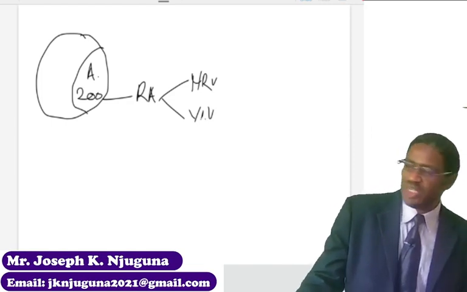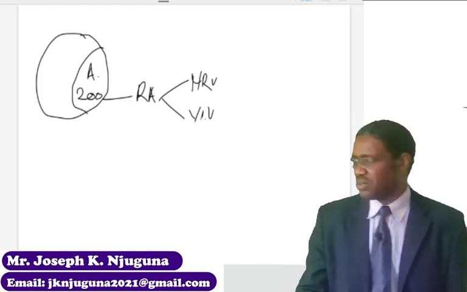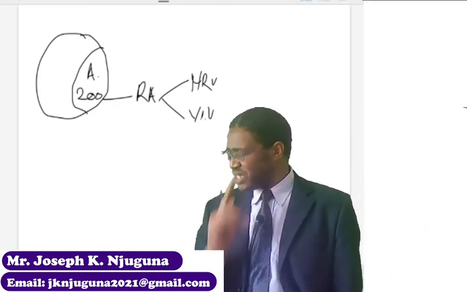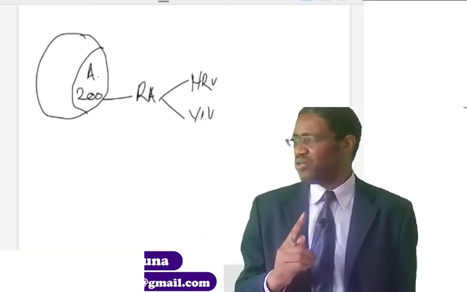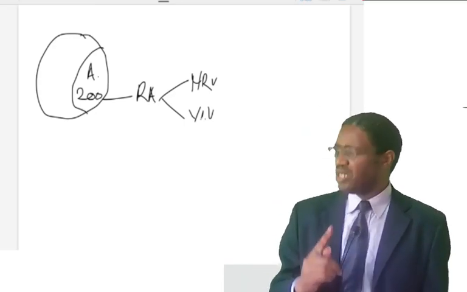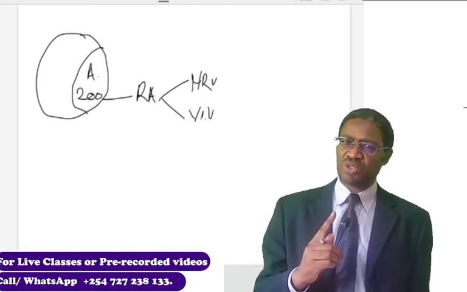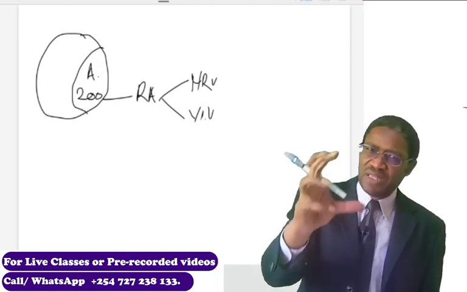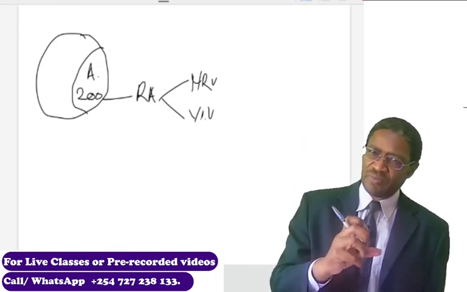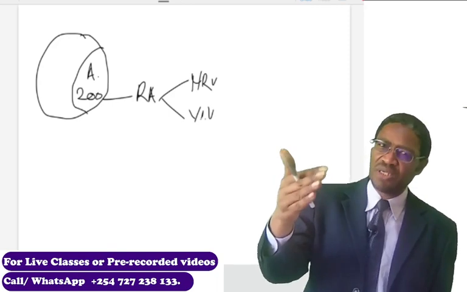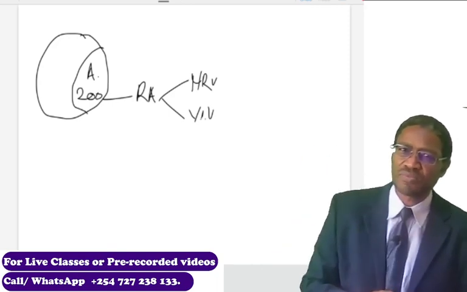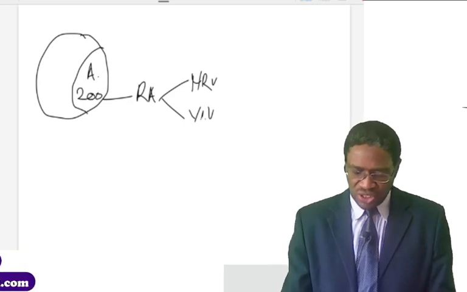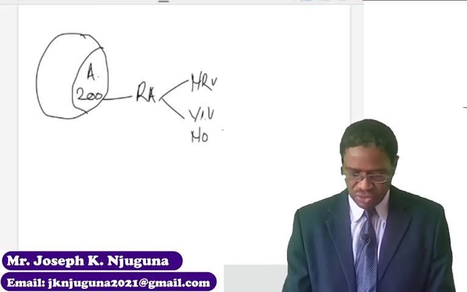Now listen. To get the value in use, we have already said, you get the present value of the estimated future cash flows. Now listen. Suppose this asset A cannot generate cash flows. No cash flows.